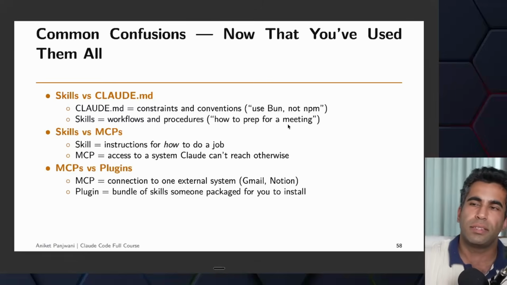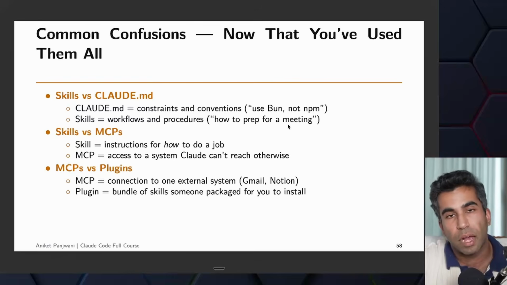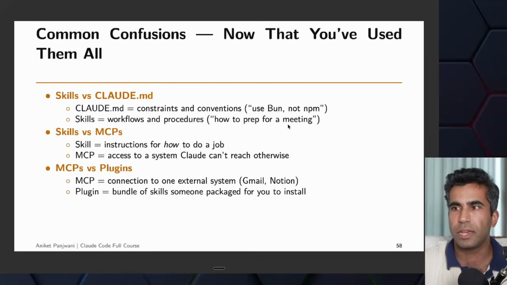Then finally, the distinction between an MCP versus a plugin. An MCP is giving you access to one external system, whereas a plugin is a bundle of skills and possibly MCPs and subagents, someone packaged for you to install.